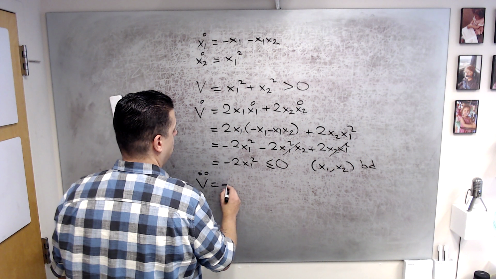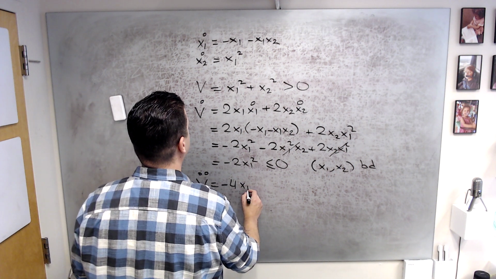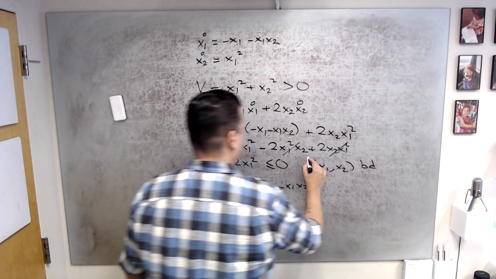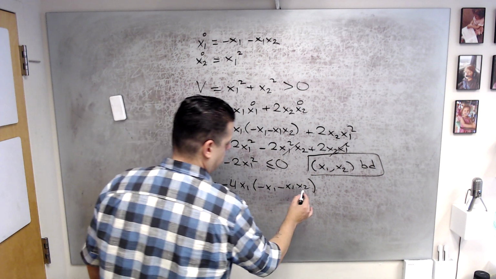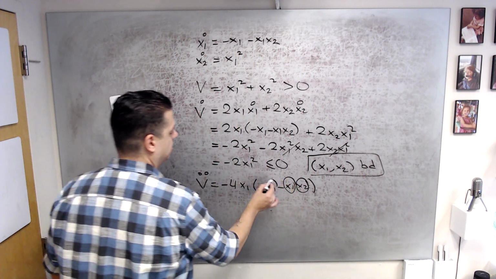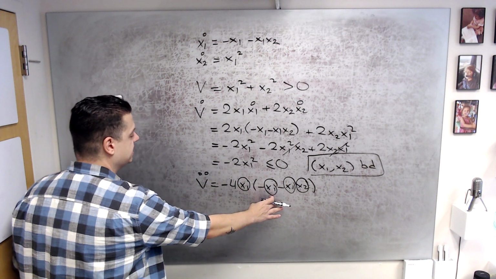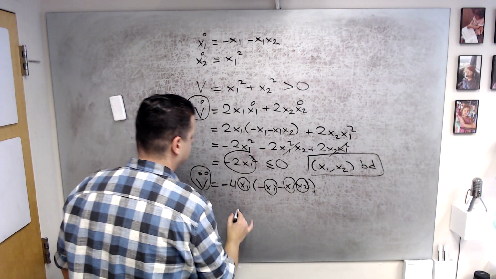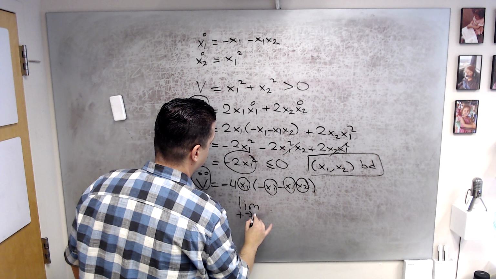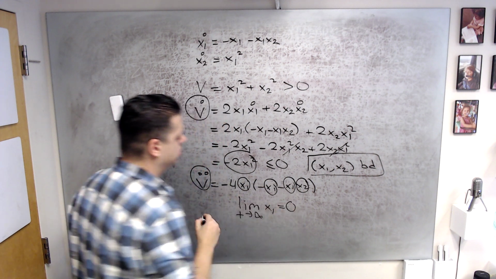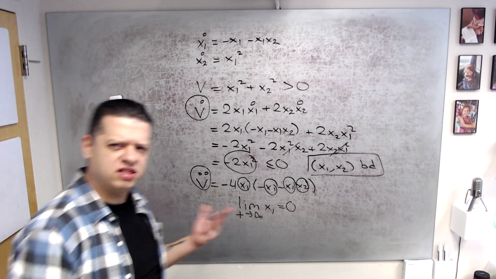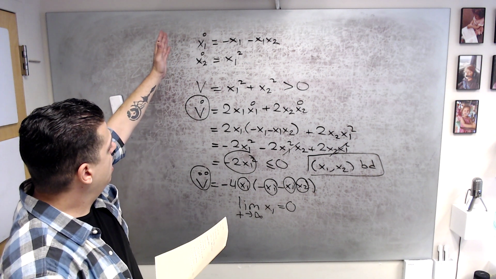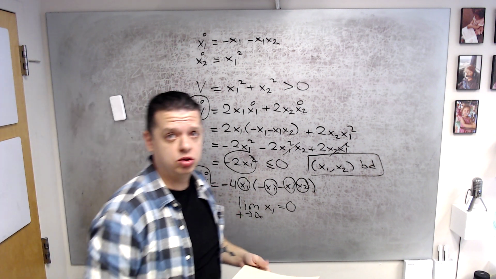V double dot is minus 4x1 multiplied by x1 dot, which is minus x1 minus x1 x2. Here we know x1 and x2 are bounded, so this is bounded multiplied by another bounded signal. This is bounded. Everything on the right hand side of v double dot is bounded. So this guy is bounded, then this guy goes to 0, which is this. Then from Barbalat's lemma, as t goes to infinity, x1 equals 0. So this was another non-trivial form. We have x1, x2 bounded plus x1 goes to 0.